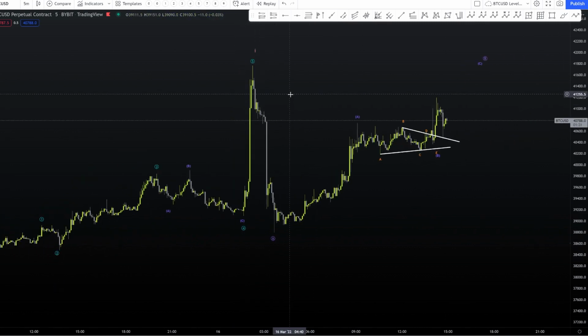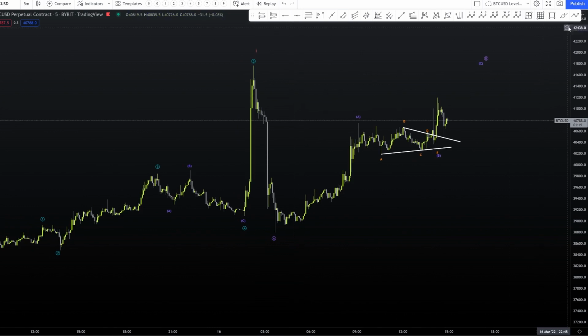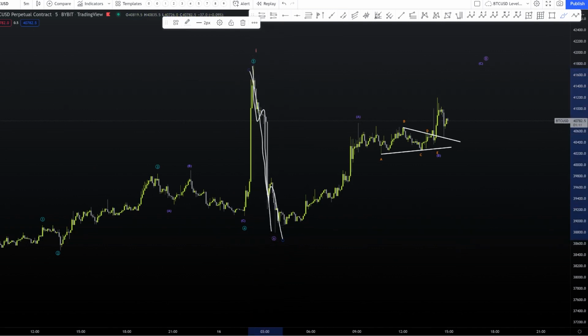So I'm kind of favoring the zigzag count a little bit more than the flat count, because in order to get a flat count out of this, you'd probably have to say this is an ABC or an ABC. And simply put, the 5-wave move, the impulse wave, makes a lot more sense than trying to force in a 3-wave move to give us the wave A of a flat.